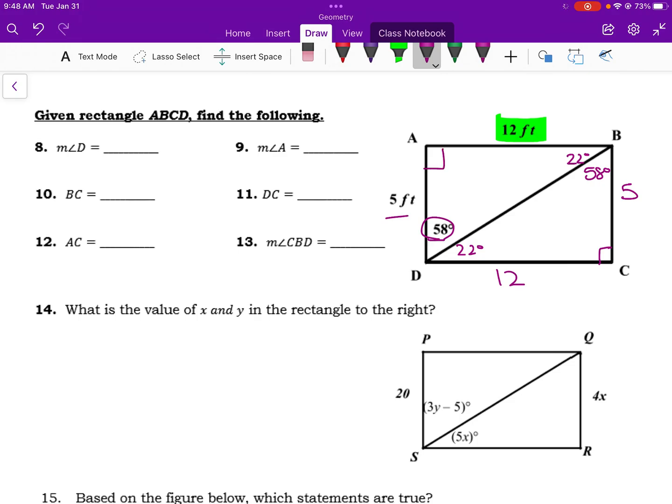So it does help to fill in the diagrams first before attending to the details. Right? So measure of angle D, like we said, 90 degrees. Measure of angle A, also 90 degrees because all angles in this rectangle are 90.